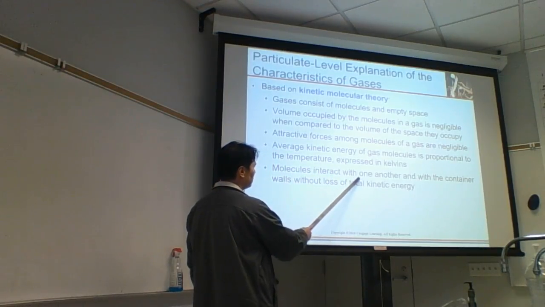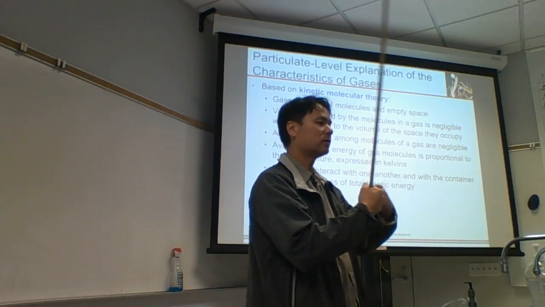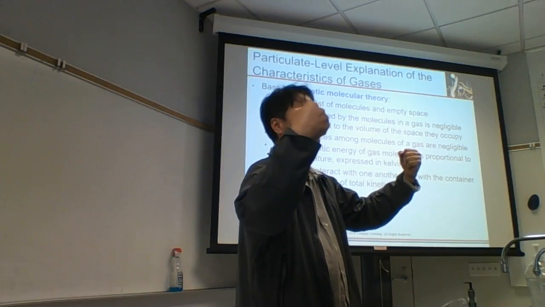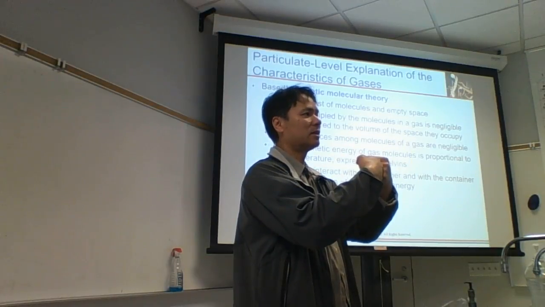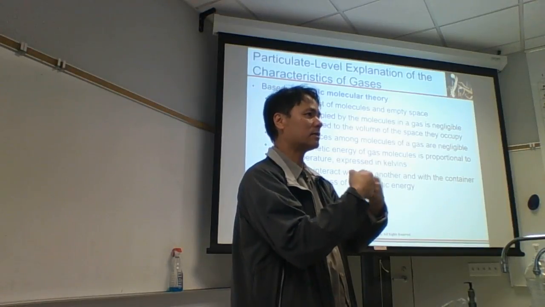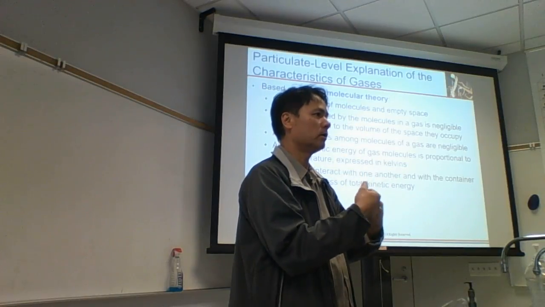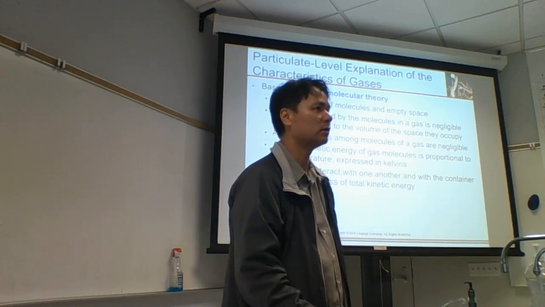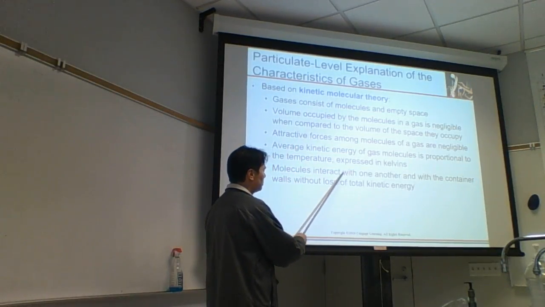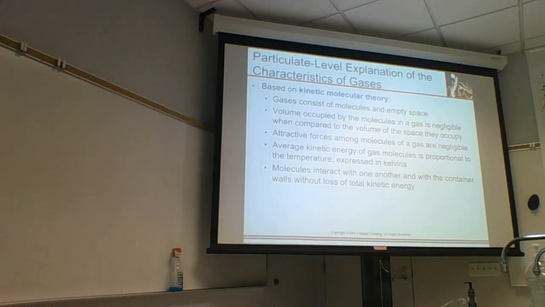Molecules interact with one another and with the walls without loss of kinetic energy. So when the molecules collide with each other, they don't lose energy. They don't get stuck together. Sometimes if you throw two soft clay balls at one another, they might stick together because they're kind of sticky, right? That's called an inelastic collision, where they stick together. But what this is saying is they bounce off each other, like pool balls or billiard balls would. Those would be more elastic collisions. And so these molecules, or atoms, can collide with the walls and each other without losing any energy.